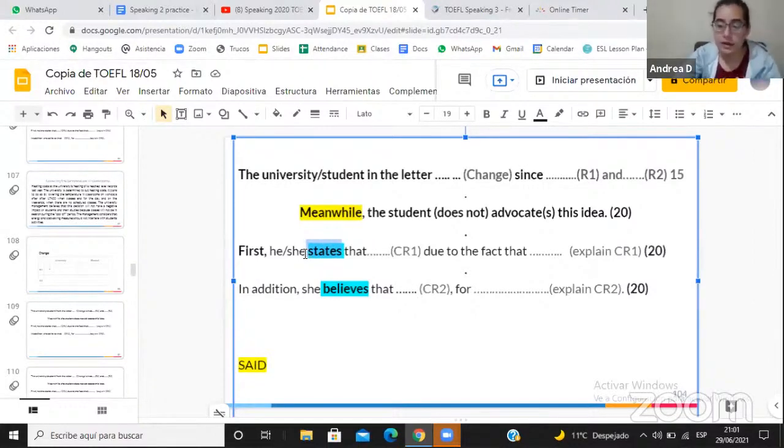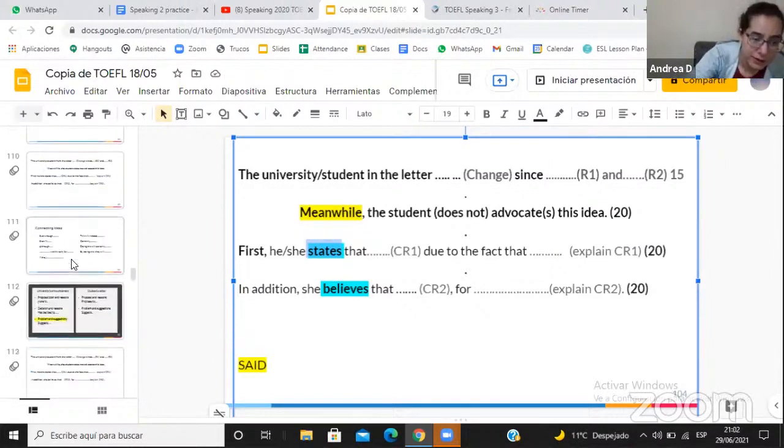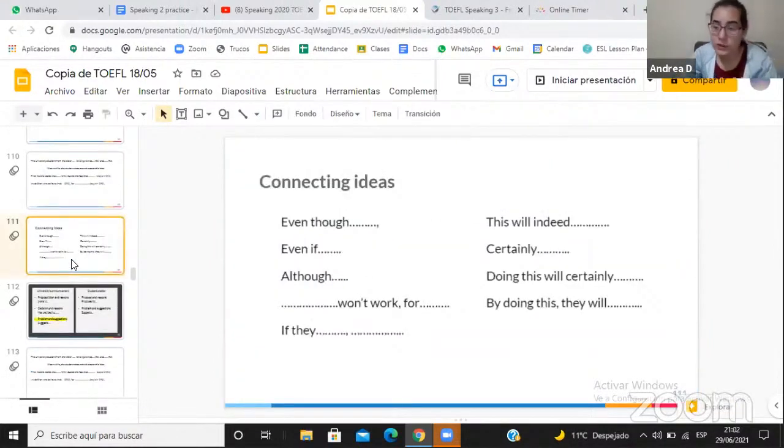Any questions? Anybody else want to go? Okay, guys, some tips, very quickly. Here are some words you could use to connect your ideas. In this example, where the student is in favor of the change, you could use words like certainly, indeed, for sure, absolutely, just to reinforce the argument.